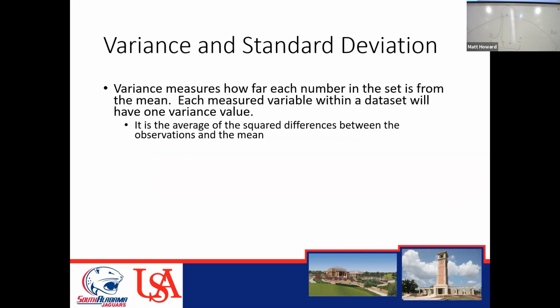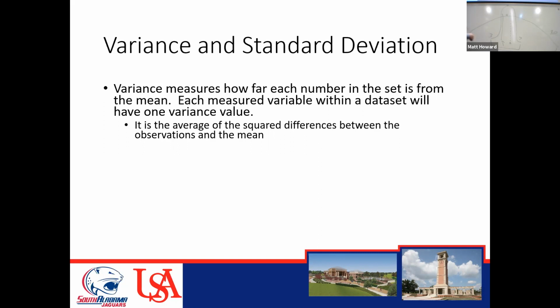So the other measures of dispersion we're going to talk about are the most popular ones by far, and they're variance and standard deviation. Variance just measures how far each value in the data set is from the mean on average. And if you have a full data set full of a bunch of different variables, you can calculate a variance value for each of them.